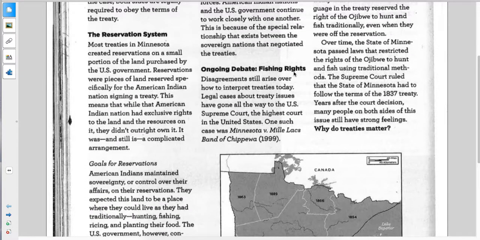Ongoing debate, fishing rights. Disagreements still arise over how to interpret treaties today. Legal cases about treaty issues have gone all the way to the Supreme Court, the highest court in the United States. One such case was Minnesota versus the Mille Lacs Band of Chippewa, 1999. And Chippewa is another word for Ojibwe or Anishinaabe. So these are people that live in northern Minnesota or come from northern Minnesota.